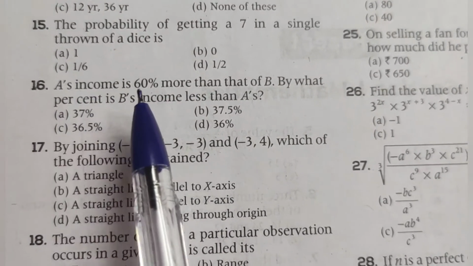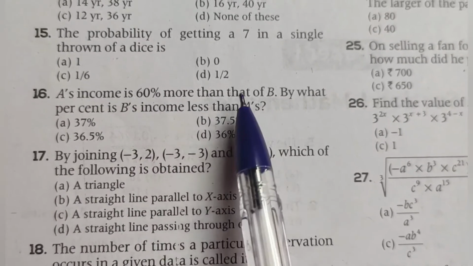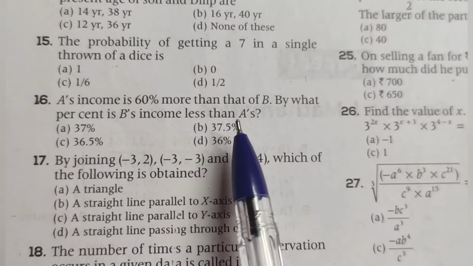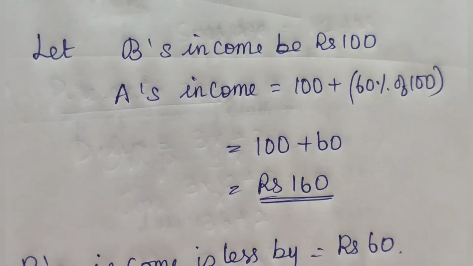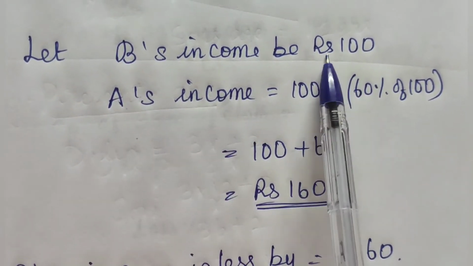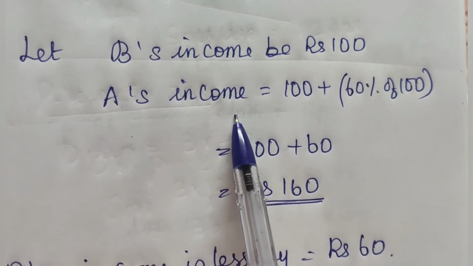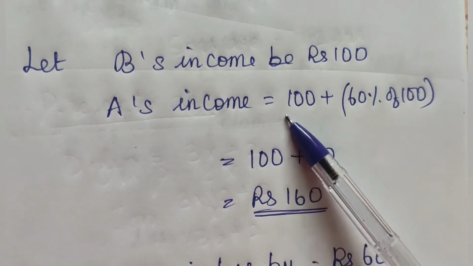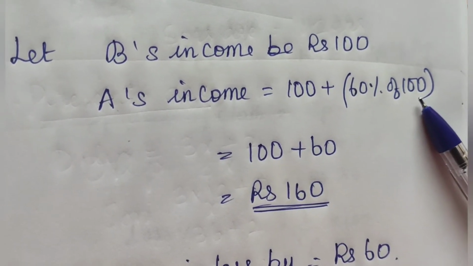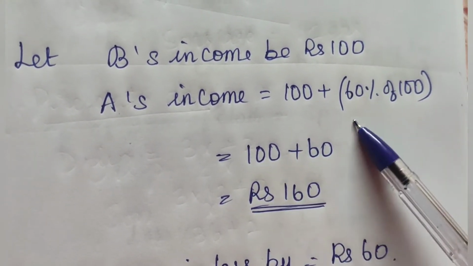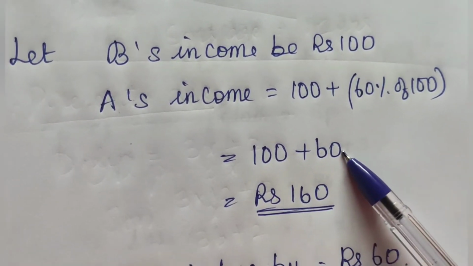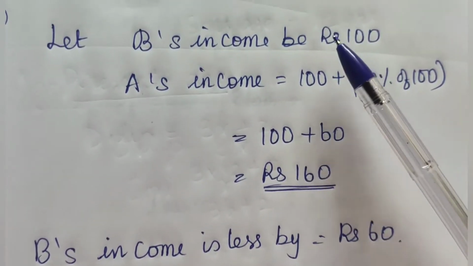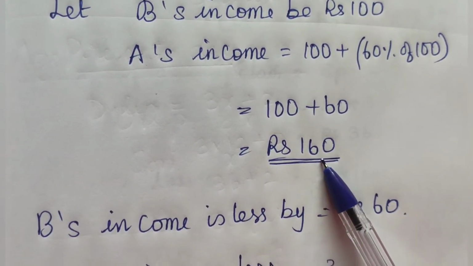16th one. A's income is 60% more than that of B. By what percent is B's income less than A's? Let B's income be rupees 100. So A's income is 60% more than that of B. So 100 plus 60 percent of 100, that is 60 by 100 into 100, 60. So 100 plus 60 is A's income, rupees 160. When B's income is 100, A's income is 160.